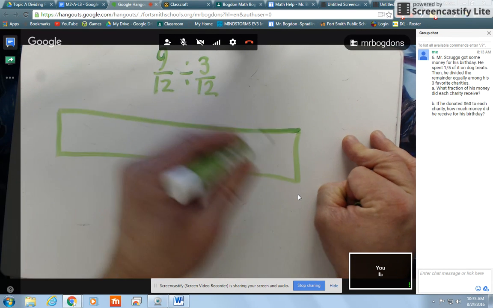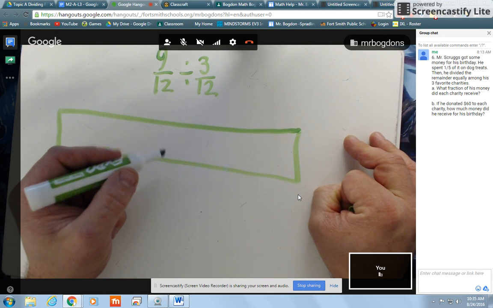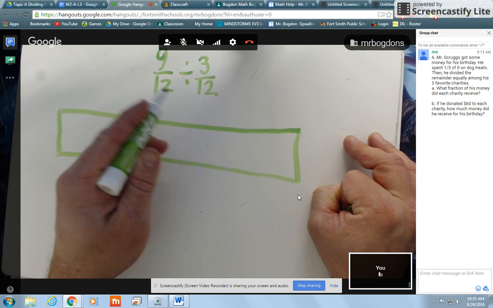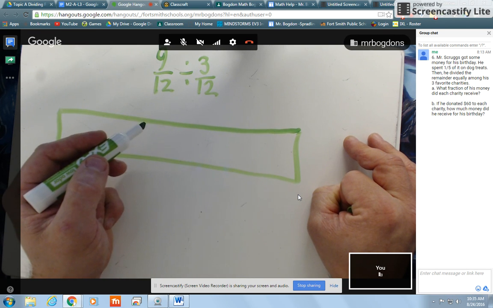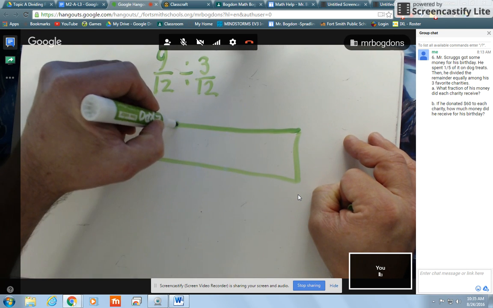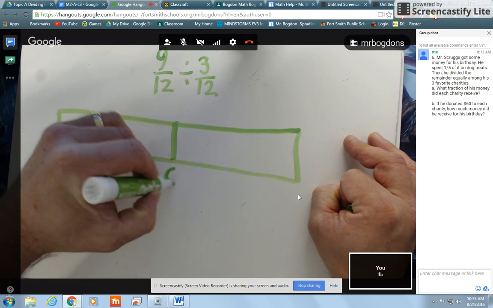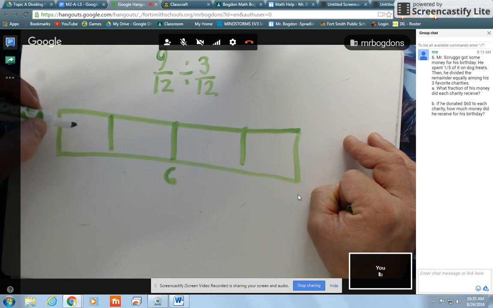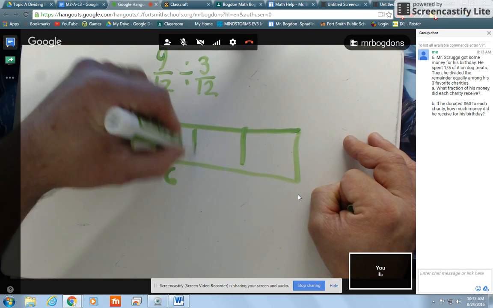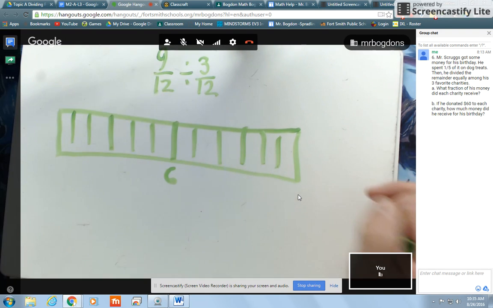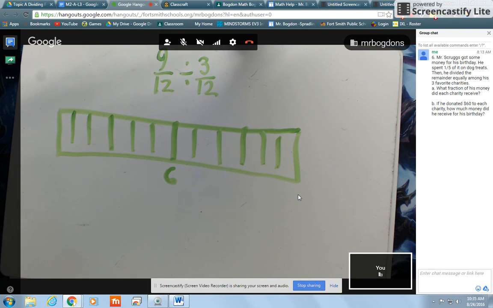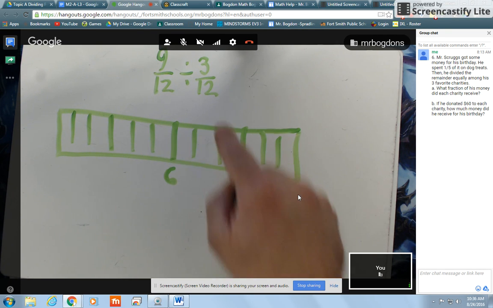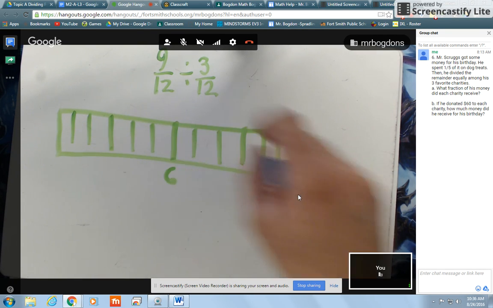So this is my whole unit right here. But I need to show 12ths. So how many pieces do I need to split this into? Exactly. So I'll split that into 6. It's 3. So what do I have to partition? I need to figure out how many groups of 3/12 are in 9/12.